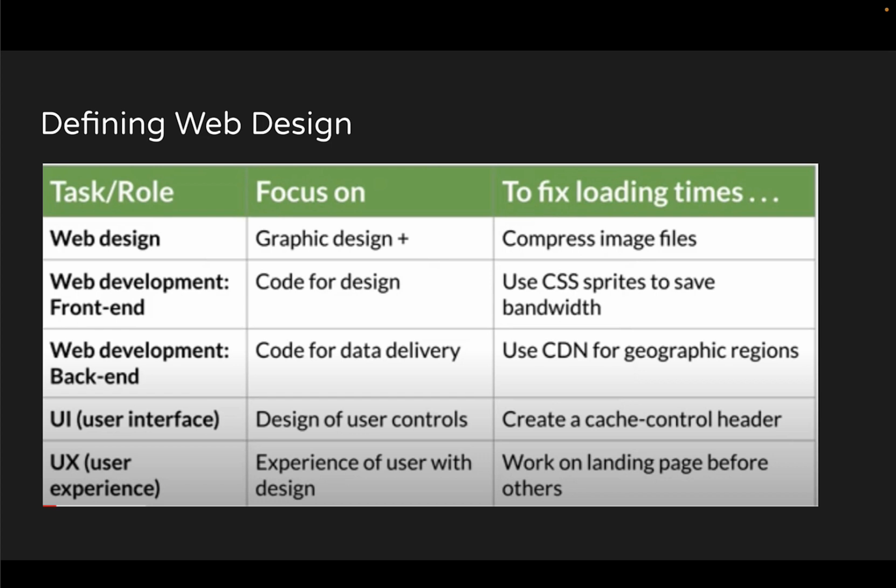So if they wanted to fix loading times, they might be responsible for using a CDN for different geographic regions. So CDN is essentially a content delivery network. It's a way to get your files up on, let's say someone is in Amsterdam. You could put files up on a CDN in Amsterdam, which would load faster than if they were trying to load files from here in Denton, Texas. So that's what a back-end person might be in charge of.